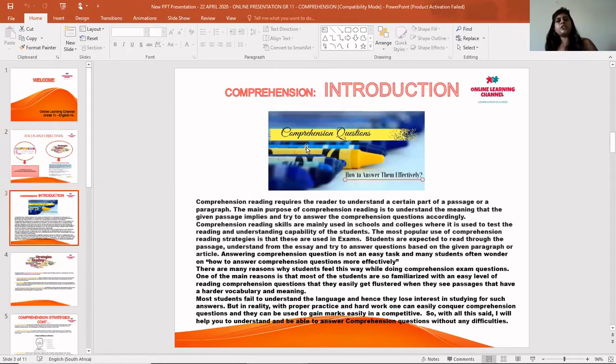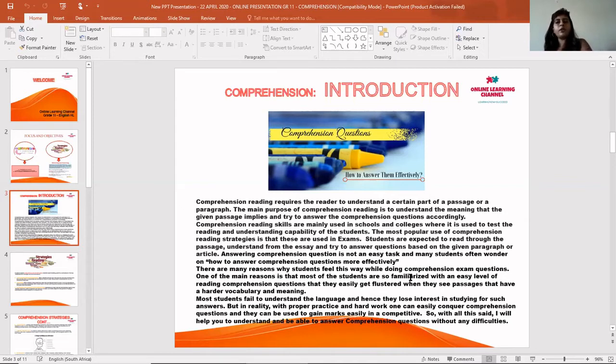Right, so we're going to look at your introduction. Very quickly, I want to explain what I'm going to discuss with you on this PowerPoint. Right, comprehension reading requires a reader to understand a certain part of a passage or a paragraph. The main purpose of comprehension reading is to understand the meaning that the given passage implies and try to answer the comprehension questions accordingly. Comprehension reading skills are mainly used in schools and colleges, where it is used to test the reading and understanding capabilities of the student.